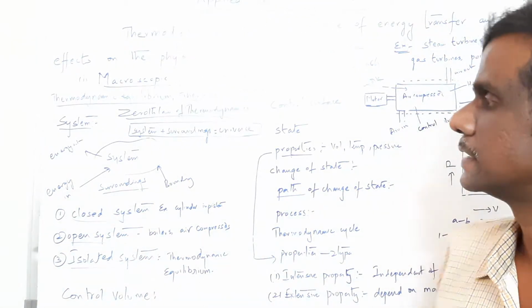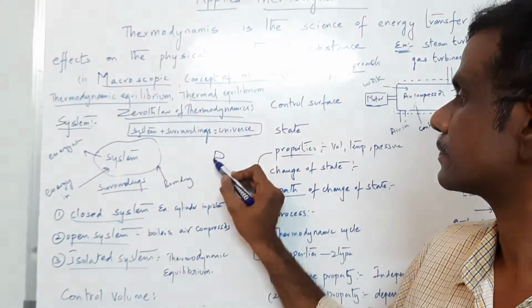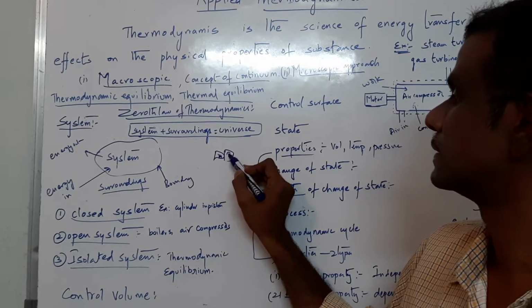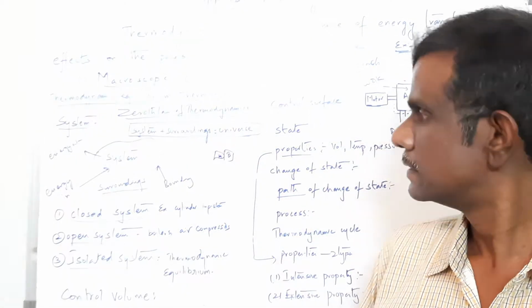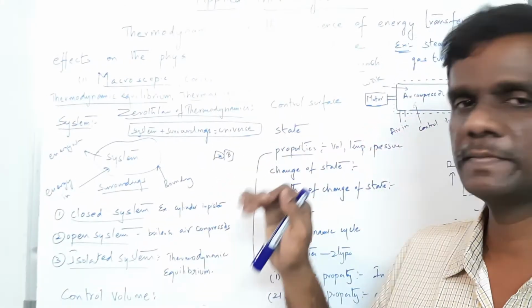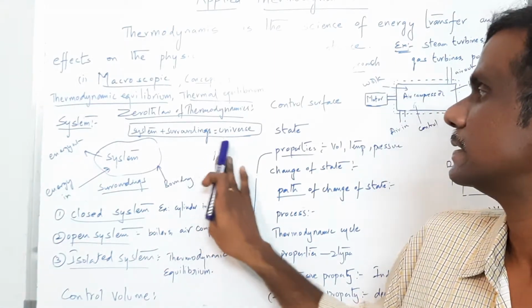So thermal equilibrium, I hope you understood. When two bodies, body A and body B, are in contact with each other, and the two bodies attain the same temperature and heat flow stops, then the two bodies are said to be in thermal equilibrium.